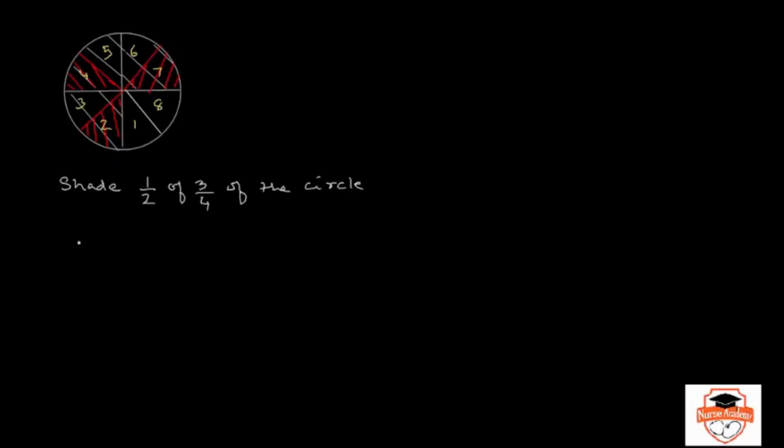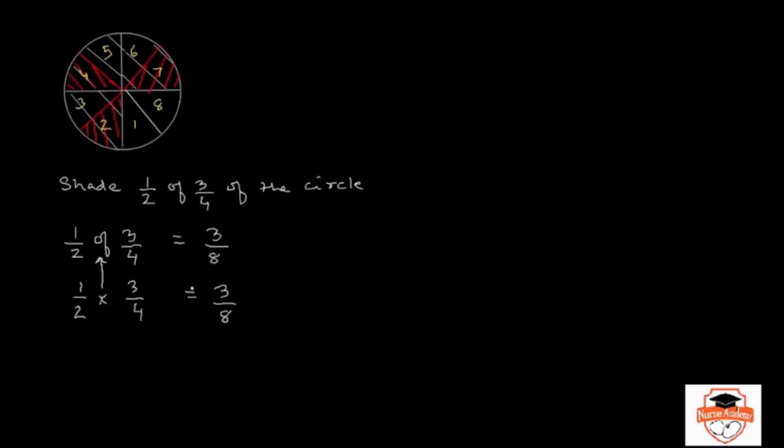Therefore, we could just go ahead and conclude that 1/2 of 3/4 is the same as 3/8, because 3 pieces out of 8 equally sized pieces have been shaded. Now let me tell you, in math, most often when you come across this word "of," it means multiplication. Of means multiplication. So 1/2 multiplied with, or 1/2 times 3/4 is 3/8.